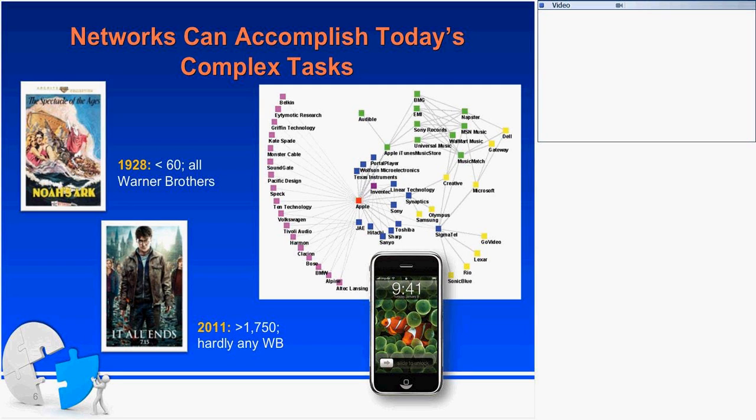In 1928, back when they were first making movies, they made a movie called Noah's Ark, and more than 60 people were involved in the making of the film. But all of those 60 people, every one of them, from the cast to the crew, were Warner Brothers employees. Fast forward 90 years, and you've got a blockbuster like the last Harry Potter movie. It involves more than 750 people working on it, but very few of them actually work for Warner Brothers. Most are independent contractors or employees of small businesses with very specific responsibilities.